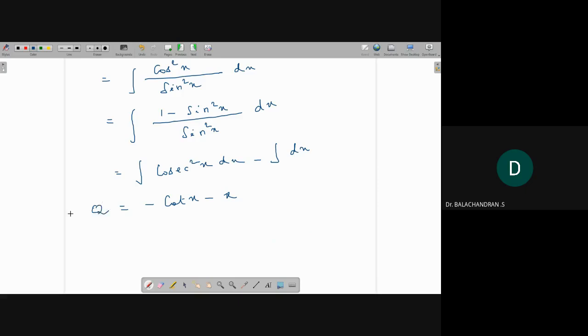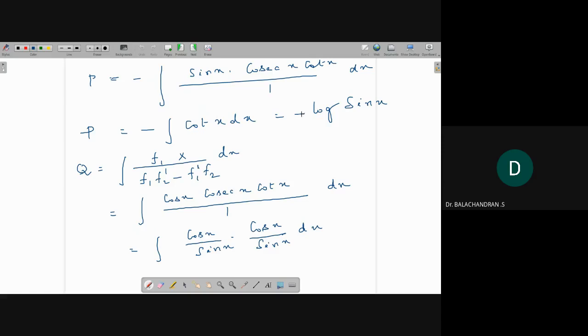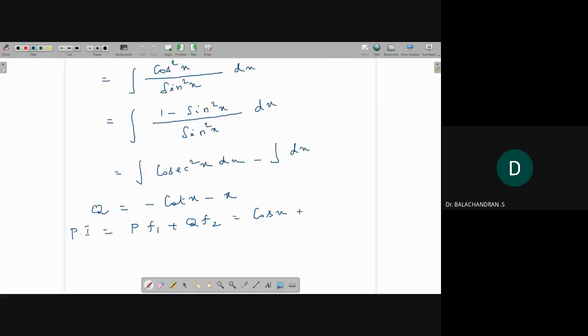This is q. Now PI equal to p into f1 plus q into f2. So what is p? What is f1? F1 is cos x. What is p? P is minus log of sin x. And then what is f2? F2 is sin x into q. Q is minus cot x minus x.